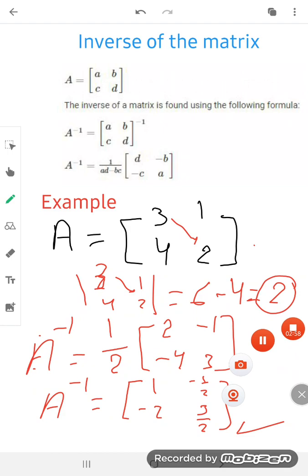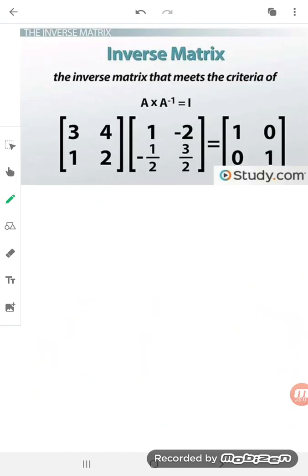Okay? You must know that if we have this matrix A and its inverse matrix, A to the power of -1, if you multiply the matrix A by its inverse, the result is the unit matrix [1, 0; 0, 1]. Again, if you multiply the inverse by the matrix, the result is the unit matrix [1, 0; 0, 1].